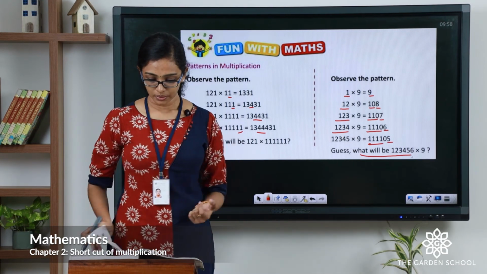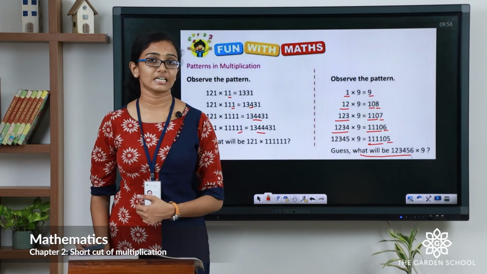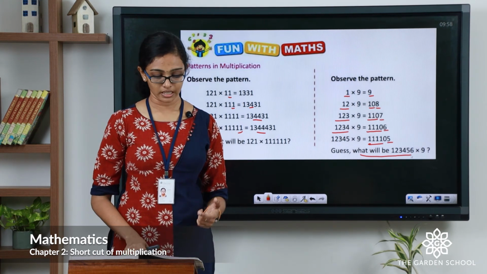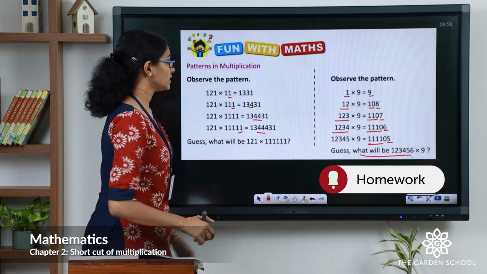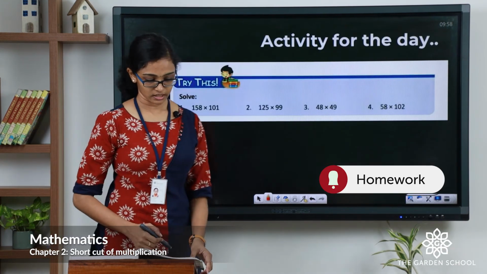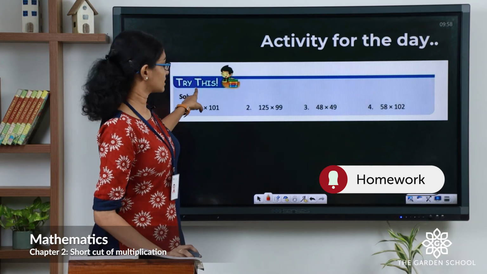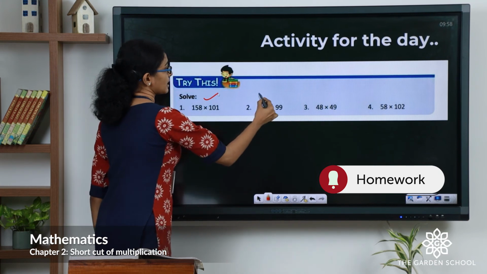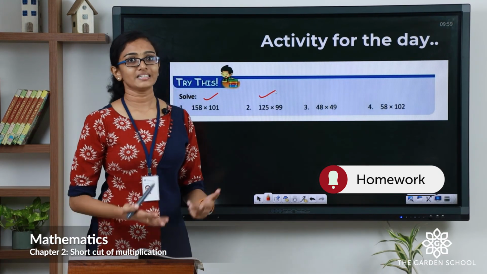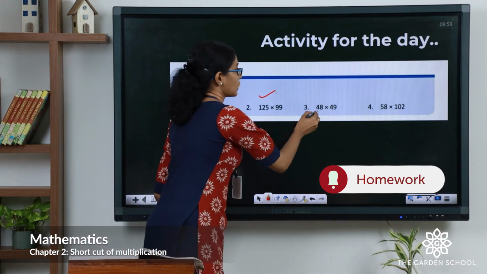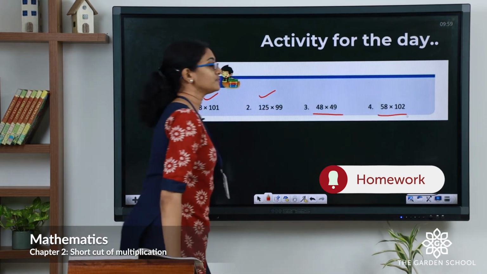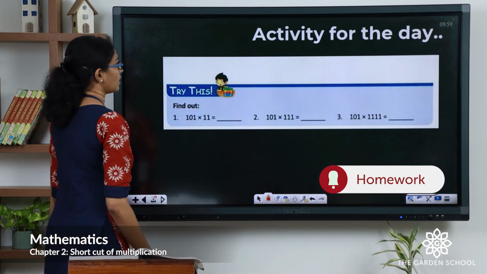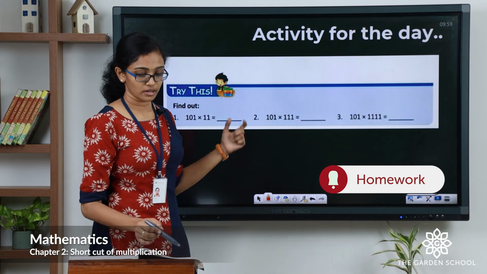I hope the topic we discussed today, the shortcut multiplication, is clear to you. There are a few more questions that you can work out in your textbook. Now, as an activity for the day, in the same page at the top, you can see this, try this column. The first two questions, 158 into 101 and 125 into 99, we have already discussed in the class. The other two questions, 48 into 49 and 58 into 102, you have to note down in your notebook and work them out.